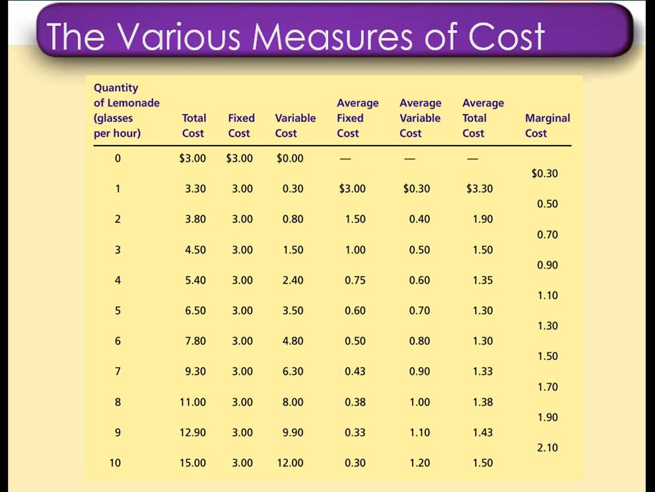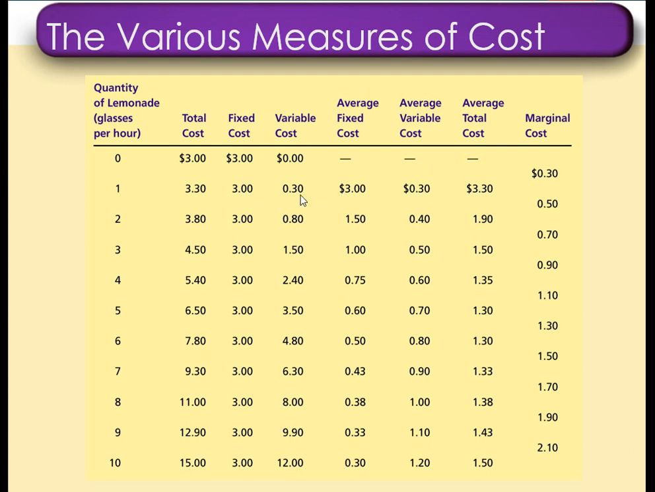In our class today, we are going to discuss how to calculate the values for average fixed cost and average variable cost. As we discussed in our previous lecture, we can calculate average fixed cost by dividing fixed cost by the quantity produced, and we can calculate average variable cost by dividing variable cost by the quantity produced.